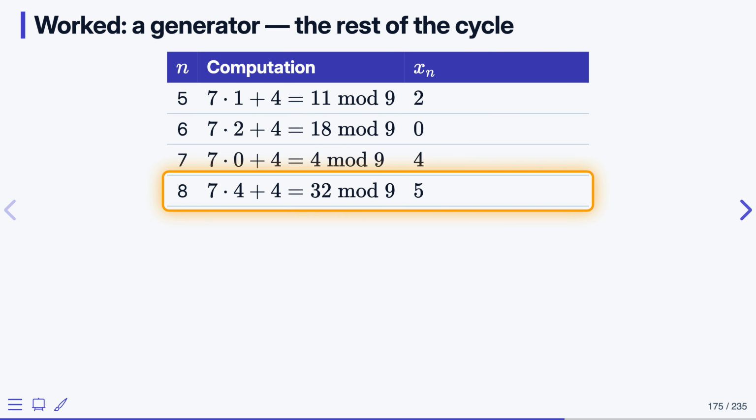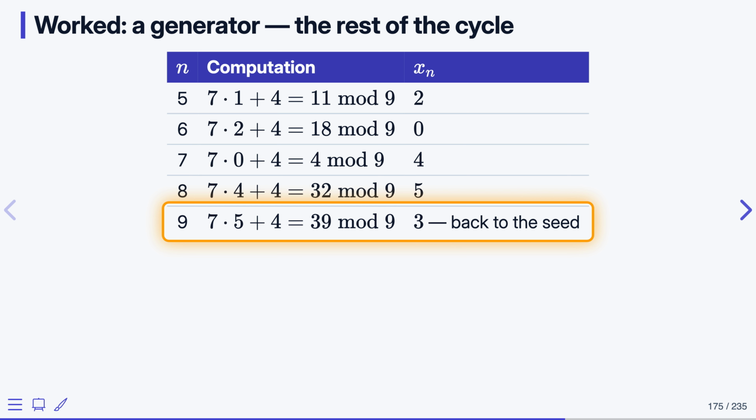Step 8. 7 times 4 is 28, plus 4 is 32. 32 mod 9 is 5. Step 9. 7 times 5 is 35, plus 4 is 39. 39 mod 9 is 3, and 3 is our seed, so the sequence has come all the way around.